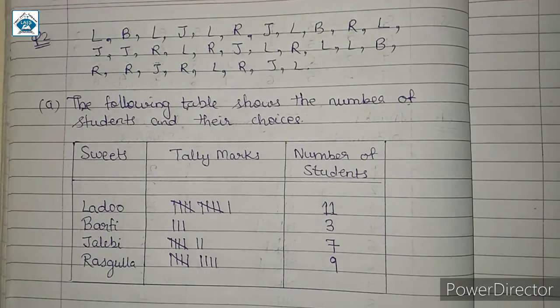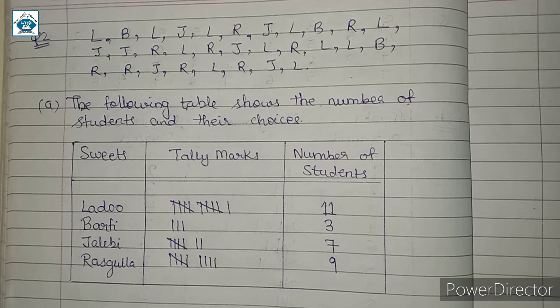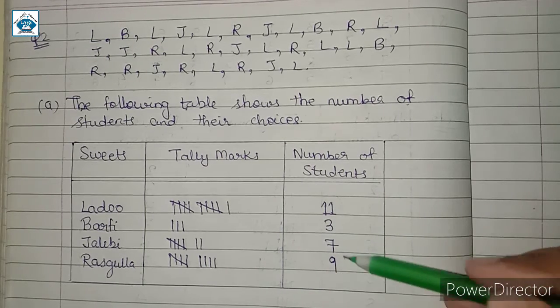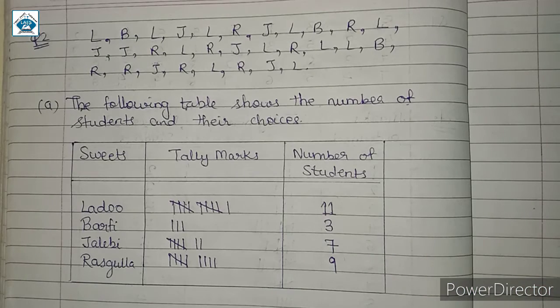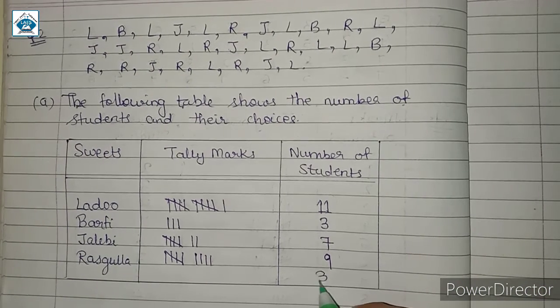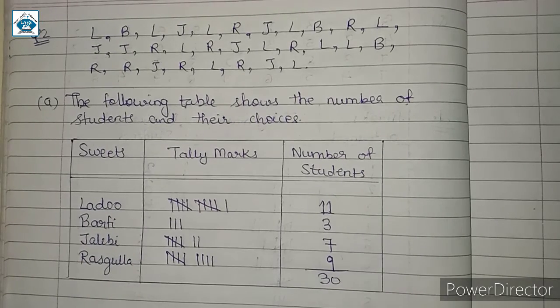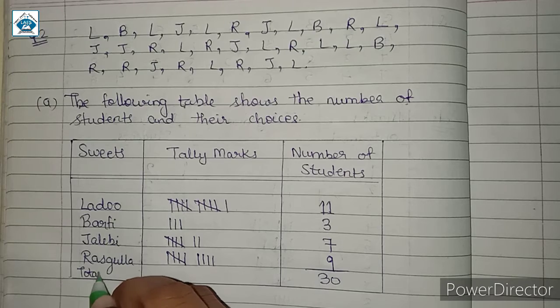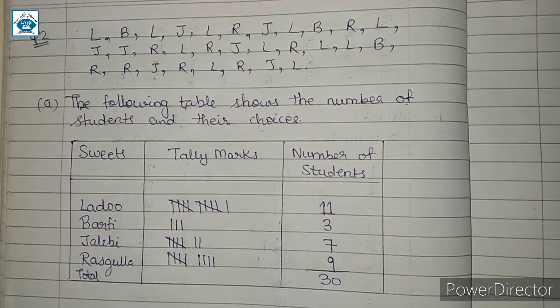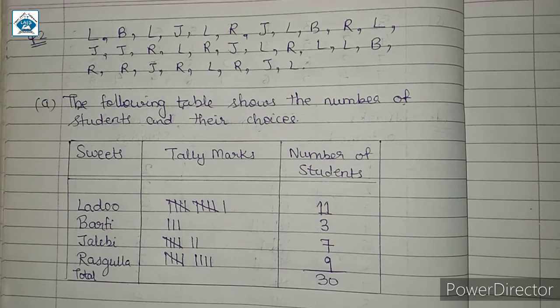So we have the choices of children, the number of students who prefer the given sweets. So here we have 11 plus 9, which is 20, plus 3 plus 7, which is 30. So the total number of students is 30 from this table, and in the question also we are given a total of 30 students. So we have counted the number of students correctly. Now this was the A part.